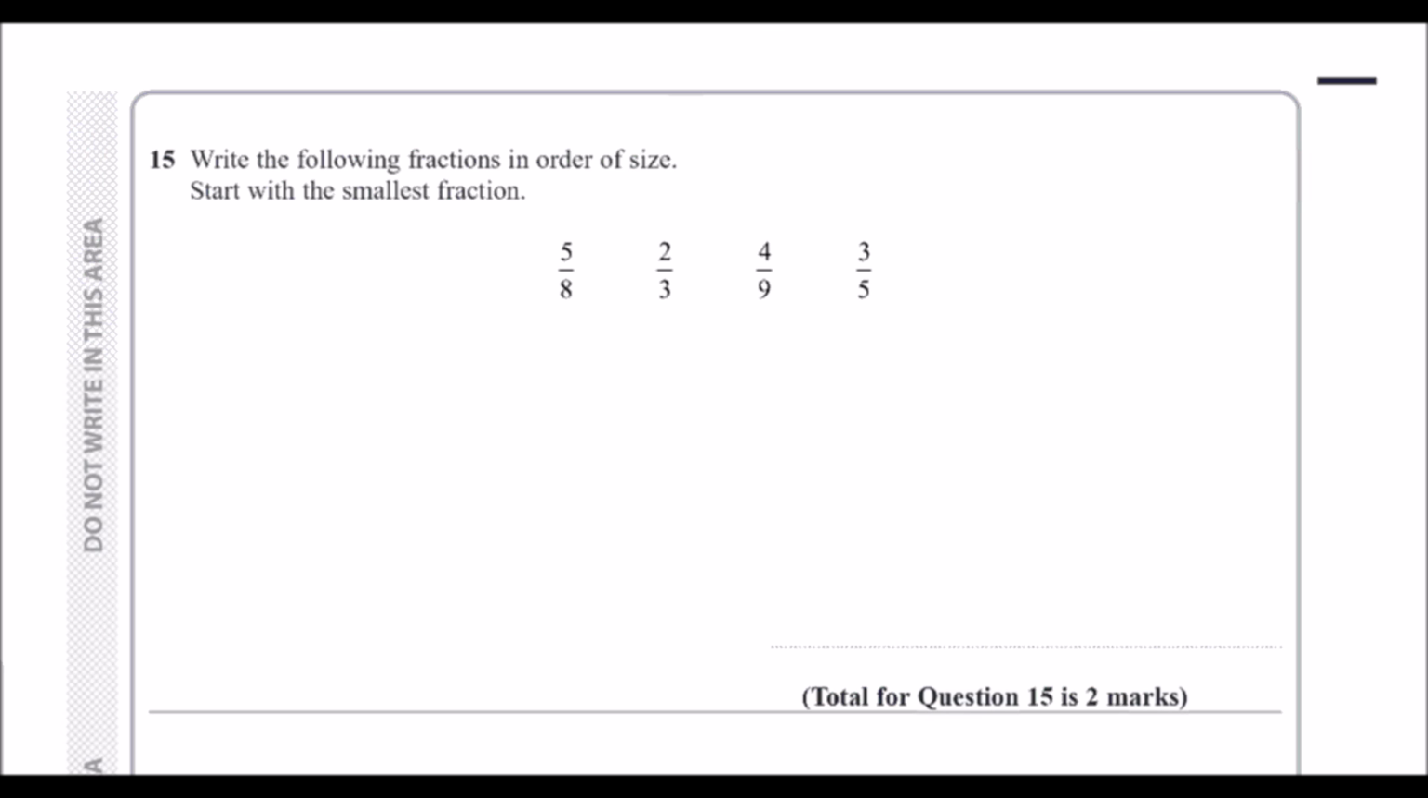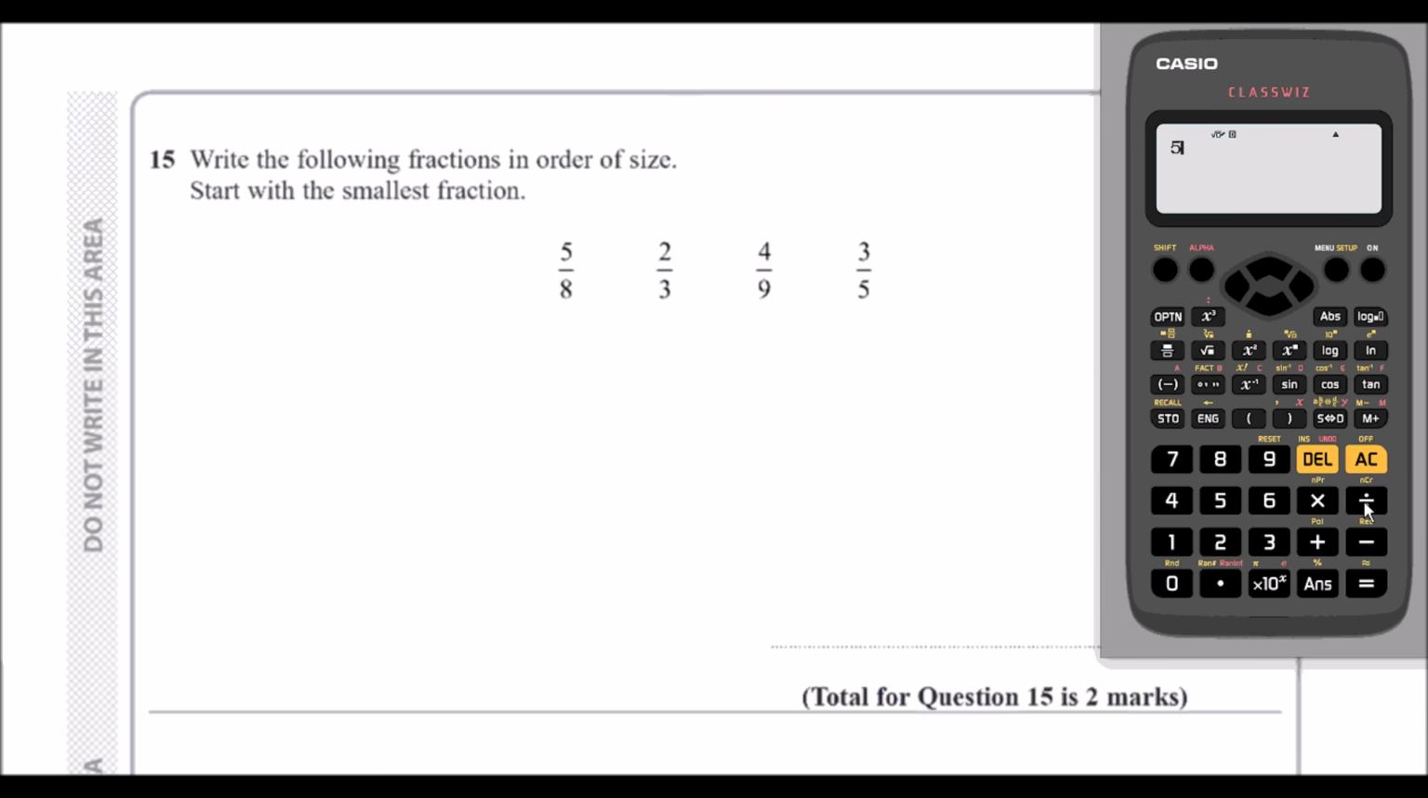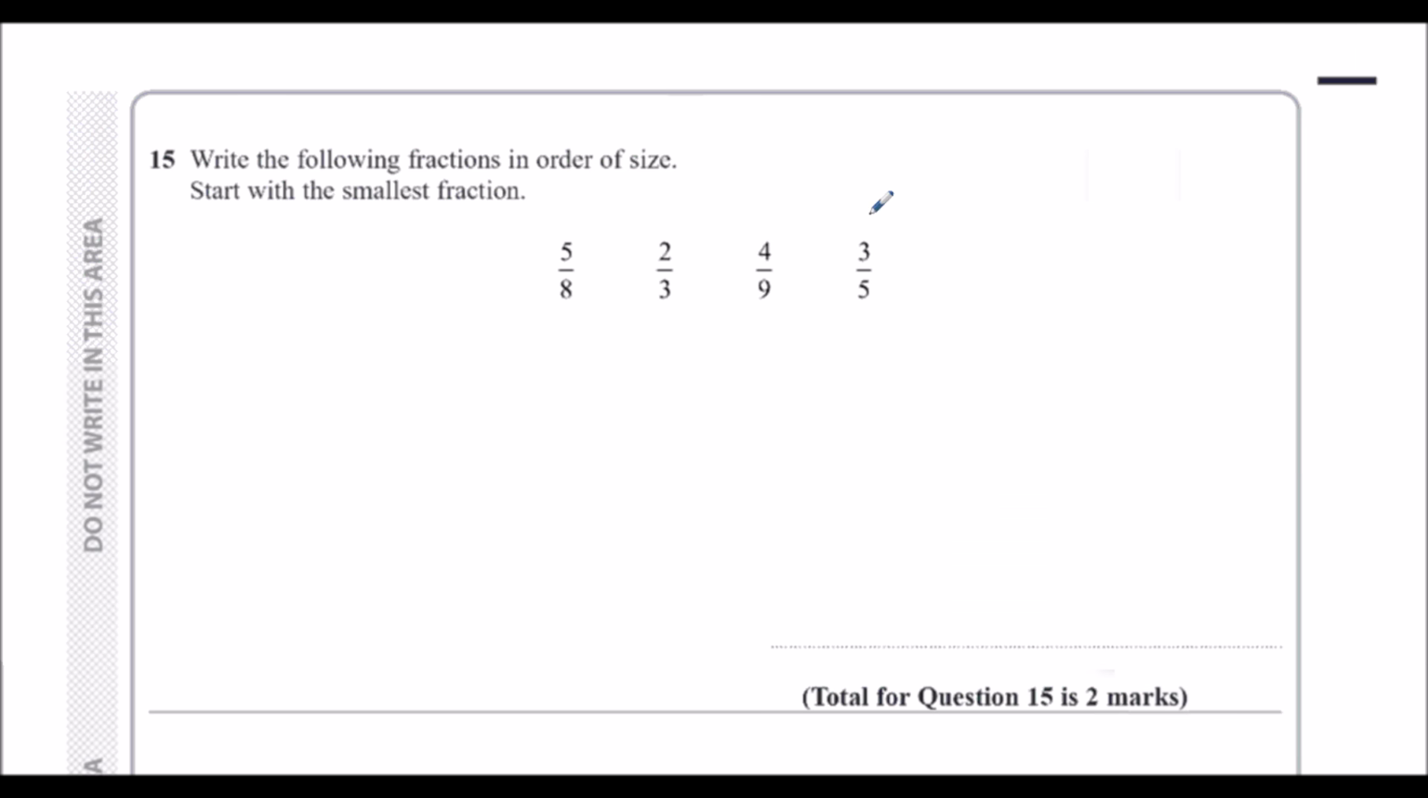Question 15. Write the following fractions in order of size. Start with the smallest fraction. Seeing we've got a calculator, it might be easiest to write these all as decimals. So let's do that. 5 eighths is 0.625.